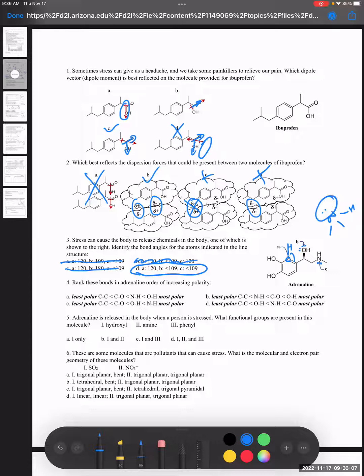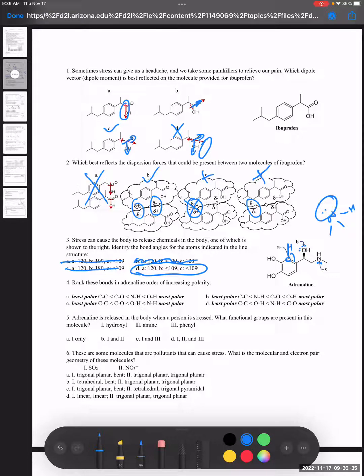All right, moving on to question 4. Rank these bonds in order of increase in polarity. In all cases, the CC bond is the least polar bond because it has no electronegativity difference, because bond polarity depends mainly on the electronegativity difference, right? And then we need to consider the electronegativity differences.